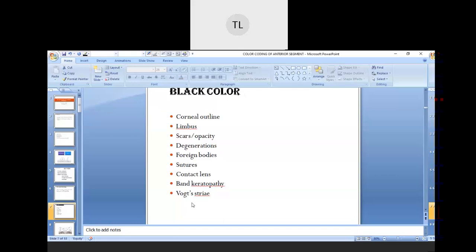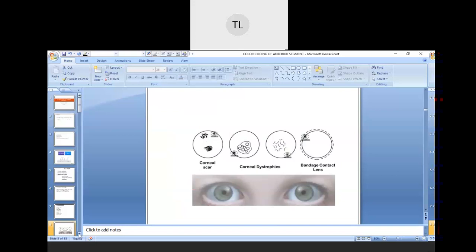So let's move to this slide. In this slide, we can see corneal scarring, and then corneal dystrophy, and the bandage contact lens. The dotted line indicates the ending of the contact lens. So this is how we are going to draw it.